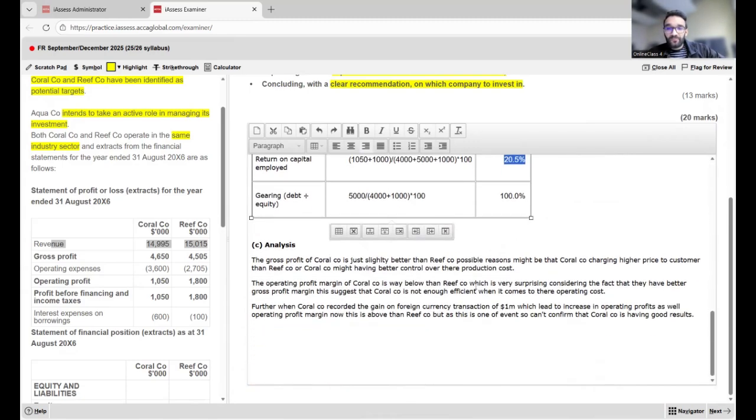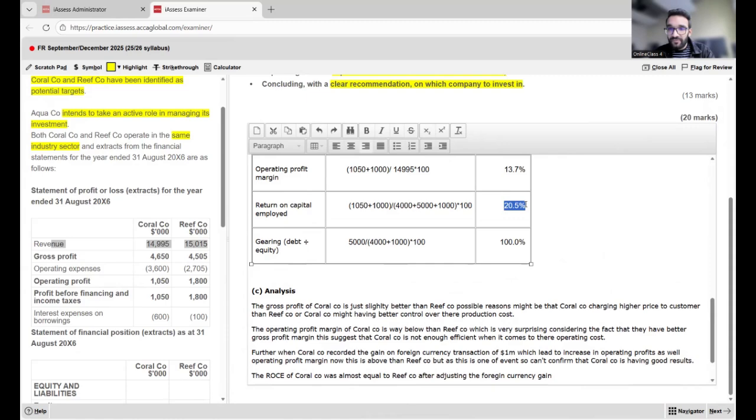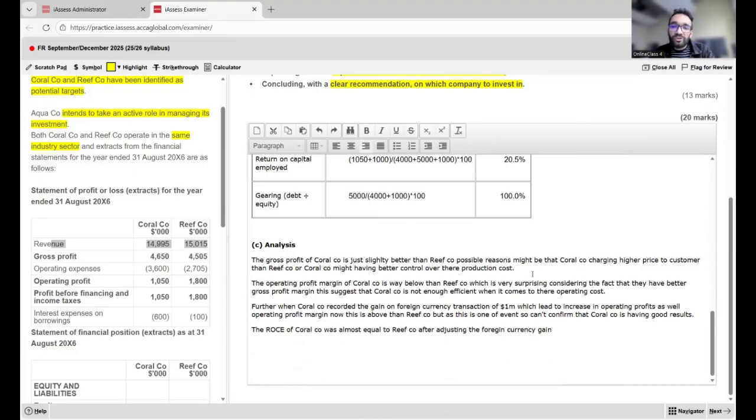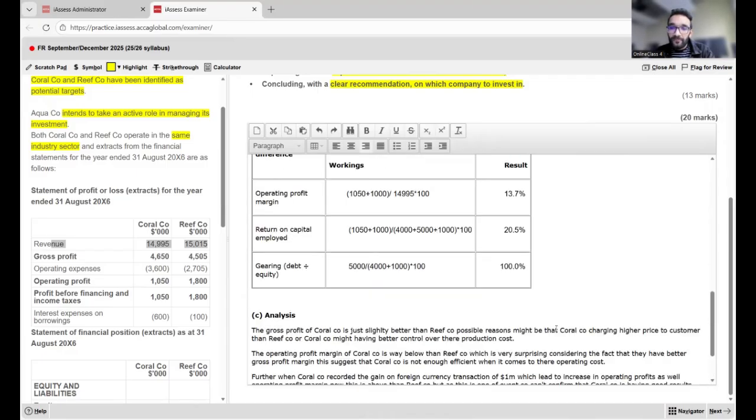So you can write, now I'm doing a vice versa statement. Just look at here. The ROC of Coral company was almost equal to Reefco after adjusting the foreign currency gain. After adjusting the foreign currency gain, they have a ROC of 20.5, the Coral company, and they are having a 22.5. So it is almost equal, right?